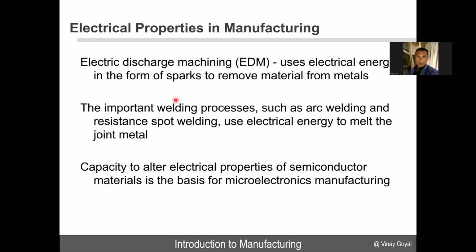Electrical properties in manufacturing can also be used to advantage in machining. Electric discharge machining uses electrical energy in the form of sparks to remove material from metals. The important welding processes such as arc welding and resistance spot welding also use electrical energy to melt and join metal. The capacity to alter electrical properties of semiconductor material is the basis for microelectronics manufacturing. So again, very important electrical properties in manufacturing.